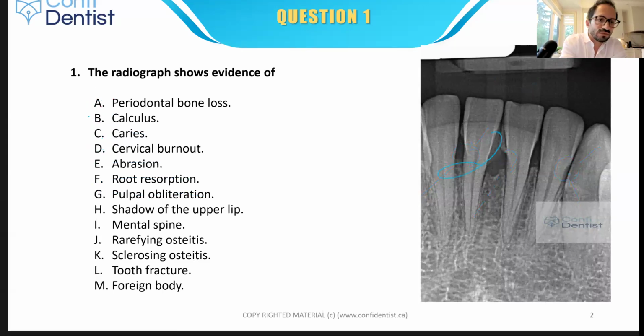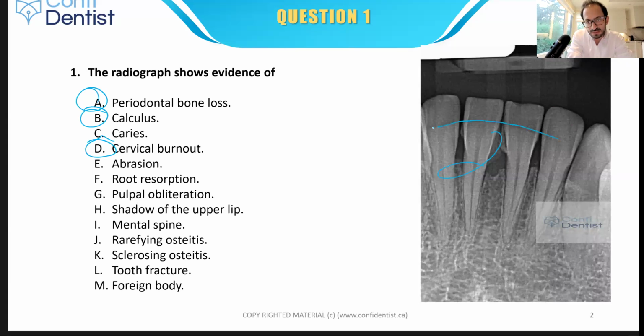Let me just go through this. The answers that we have are A, B, D, and shadow of the upper lip. What is this? Does anybody know what this line is? Any idea what this line might be? Exactly. This is the shadow of the lower lip, not the upper lip. So this is the soft tissue. This is the shadow of the lower lip.